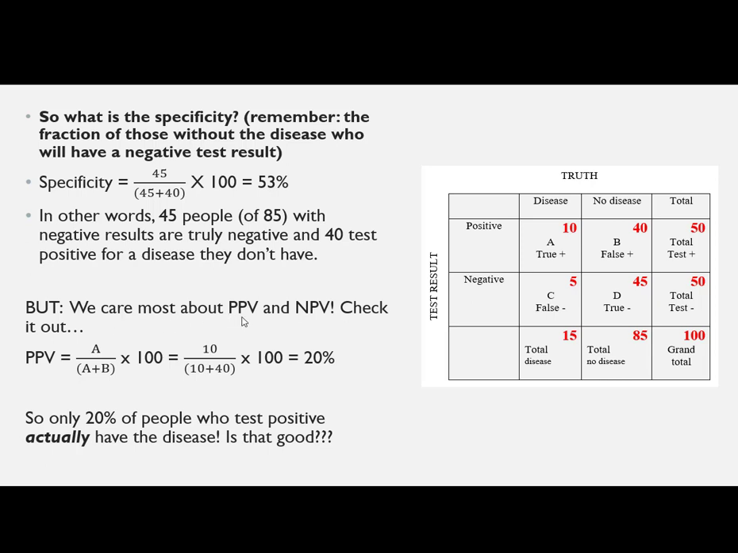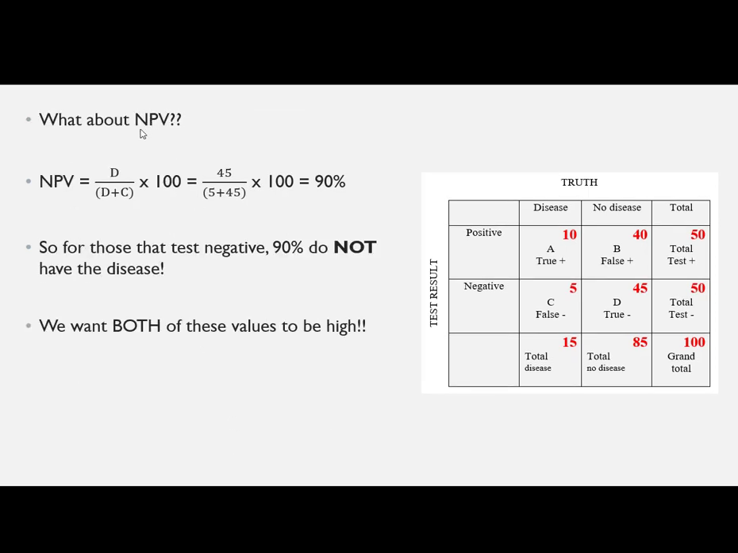But we care most about the positive predictive value and the negative predictive value. So check it out. The positive predictive value, remember, is A divided by A plus B times 100. So here we have 10 divided by 10 plus 40, so 10 divided by 50, which is 20%. So only 20% of the people who test positive actually have the disease. So 20%, is that good? Not so good.